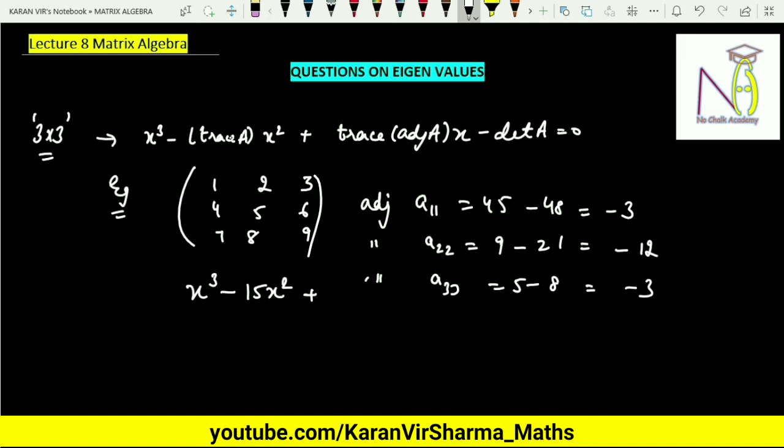Now we were asked to find the trace of adjoint. It means take the sum of these: minus 12 plus minus 3 plus minus 3, that comes out to be minus 18. So let me write it again: x cube minus 15x square minus 18x. Now the last thing which we have to find is the determinant of A.